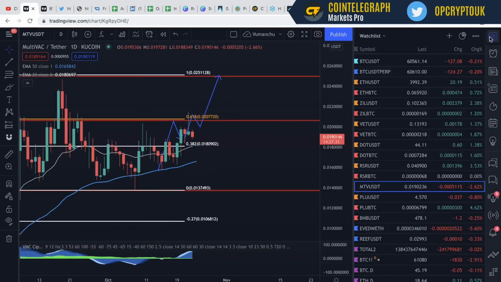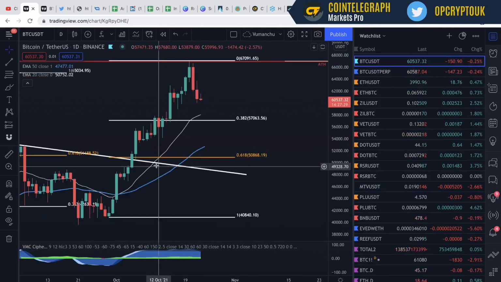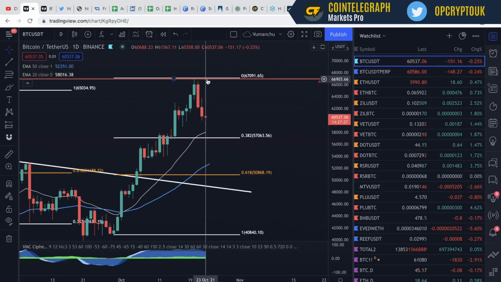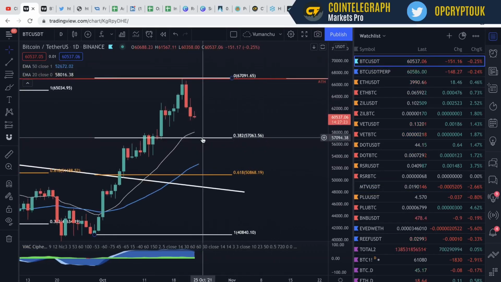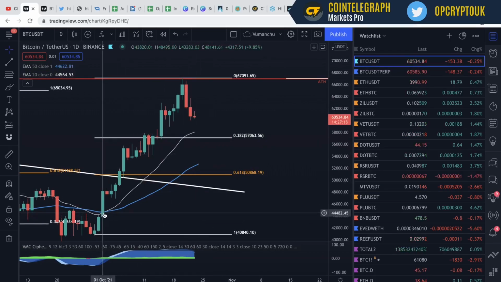I just want to take a quick look at Bitcoin, because obviously whatever Bitcoin does, the market does. We are currently rejected off a new all-time high at 67k. I'm looking for some buys around here, around 57k, or even a tap of this moving average 20. We've got a bullish cross down here on the 1st of October. That's when the pump really started.